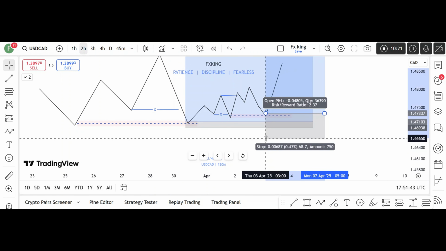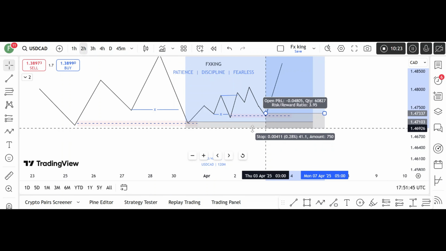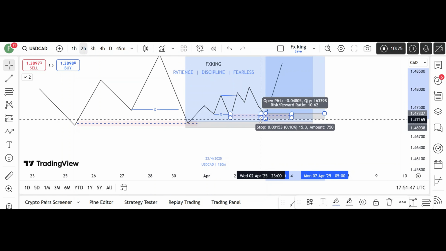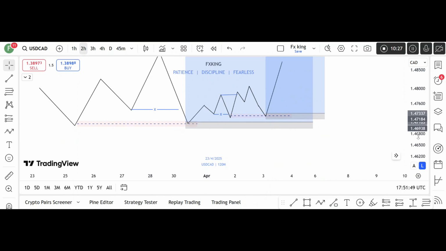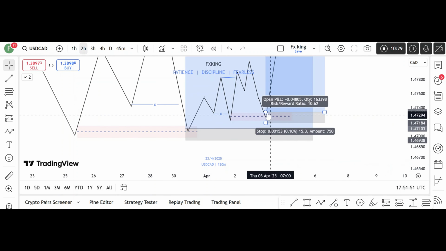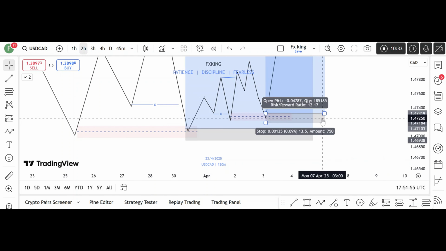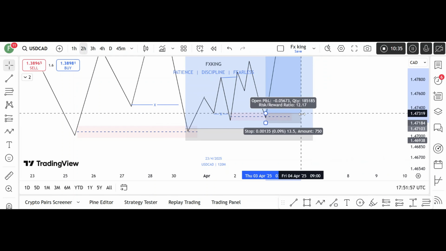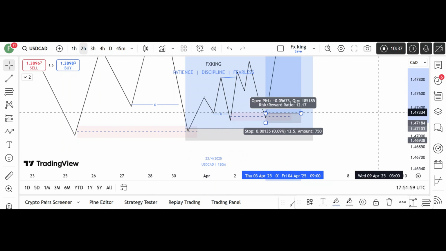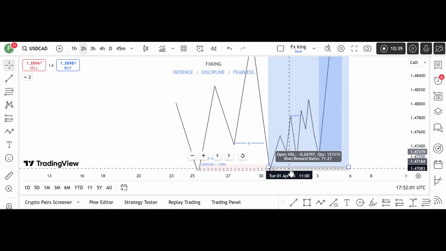And buy here. When I buy, I don't necessarily need to keep my stop loss here. I can just put my stop loss now below here. You can see that, okay, at this point in time, I'm going to have around 1:12, maybe even bigger than the original risk to reward of that entry. So this is how you get multiple entries.